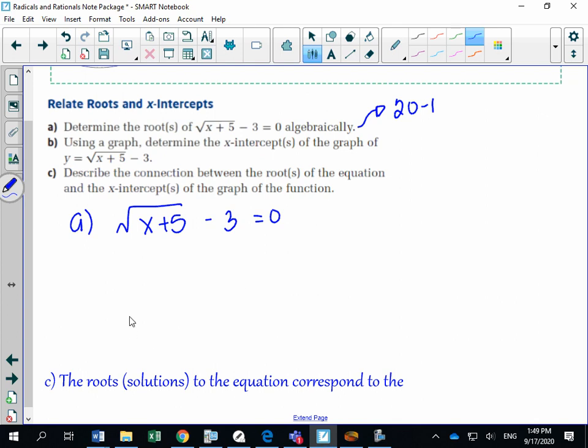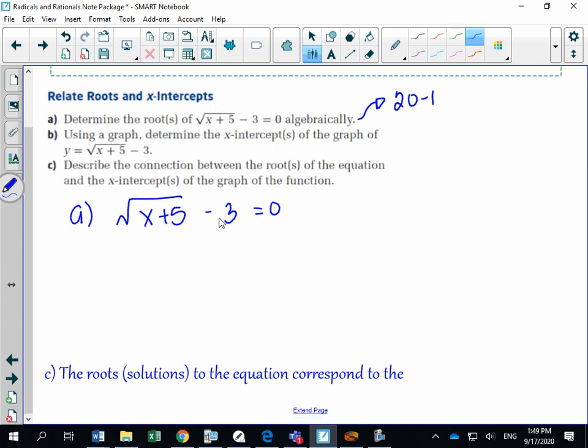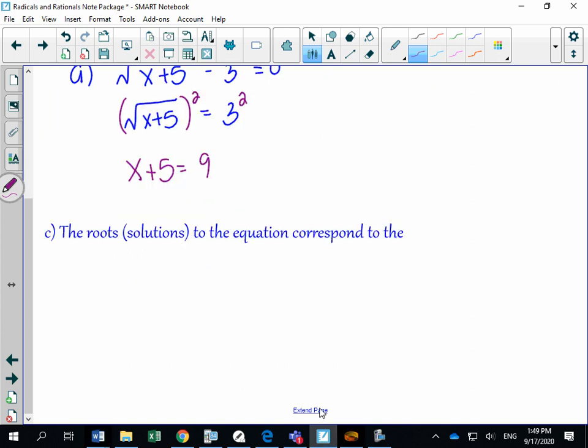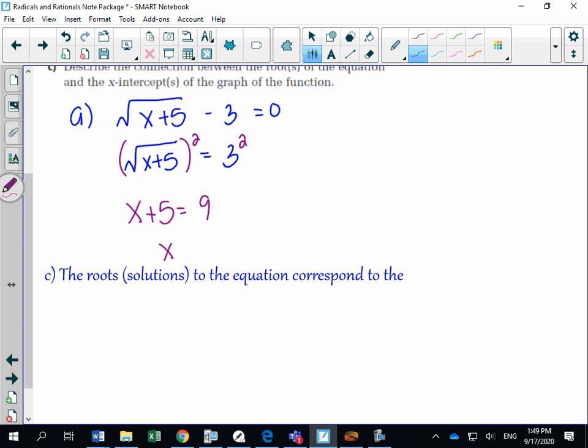And in 20-1, when you were told to solve this algebraically, what you needed to do was isolate this radical. So get rid of that negative 3 by adding 3 to both sides, and you would get root x plus 5 is equal to 3. From here, you need to get rid of that square root sign, and the opposite of square root sign is squaring something. So what you do to the left hand side, you also do to the right. So then we would simply get x plus 5 is equal to 3 squared, which is 9. Isolate x by getting rid of that plus 5. So x is equal to 4. So our solution is 4.